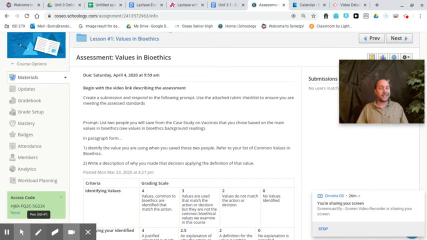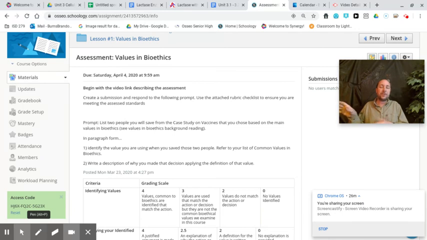So this isn't like a high stakes assessment. What you want to do is you want to look back on your work from the case study on vaccines, and you want to find two people where the value that you used was one of the core values of bioethics. So services they can provide, equity, long life, quality of life, whatever. Pick two people where those were the values.